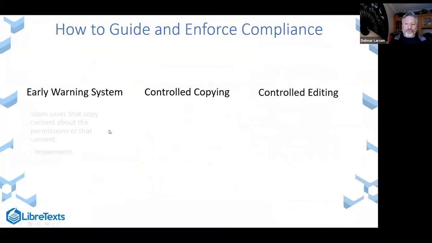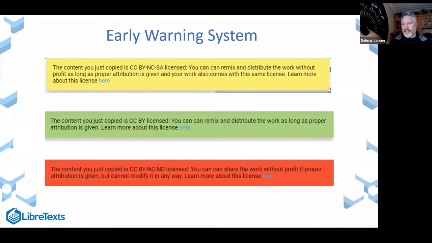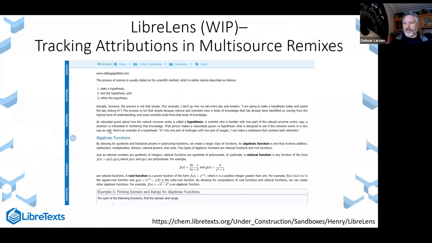We have this controlled copying system that's going to be implemented very soon. And then we have this controlled editing that limits whether you can edit pages and such. But what I want to talk about, can I already show the early warning system off of here? I want to talk about the Libre lens.